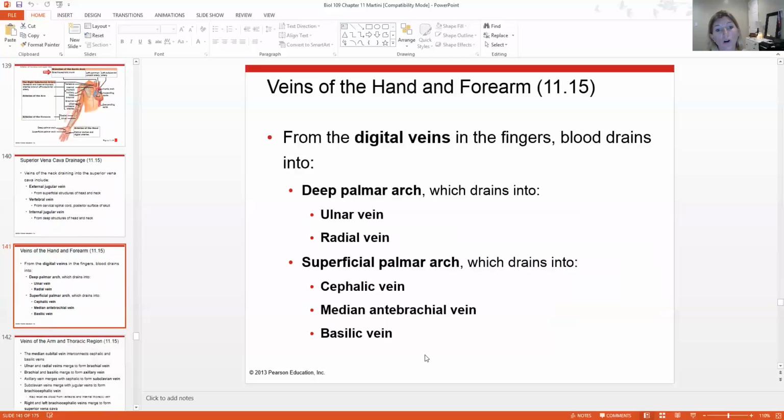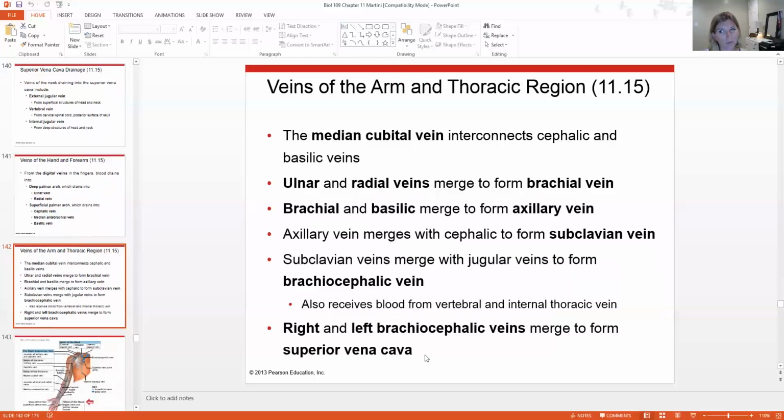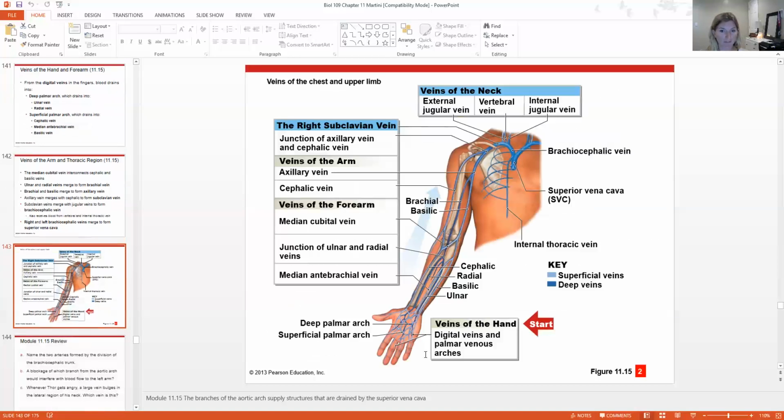Veins of the hand and forearm, from the digital veins, they're going to drain into the deep palmar arch, the ulnar and radial vein, same names as our radius. Then the superficial palmar arch are going to the cephalic, basilic, median antebrachial vein, a little bit more veins there. And then again, all just fusing ultimately with the brachiocephalic vein. There's right and left brachiocephalic veins going into our superior vena cava.